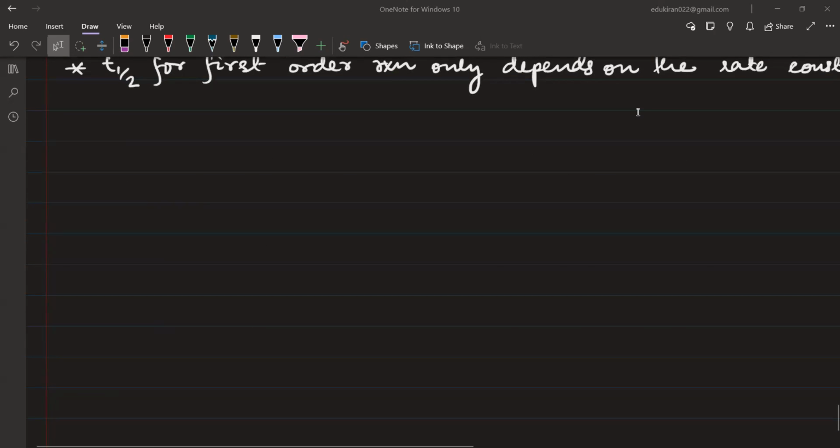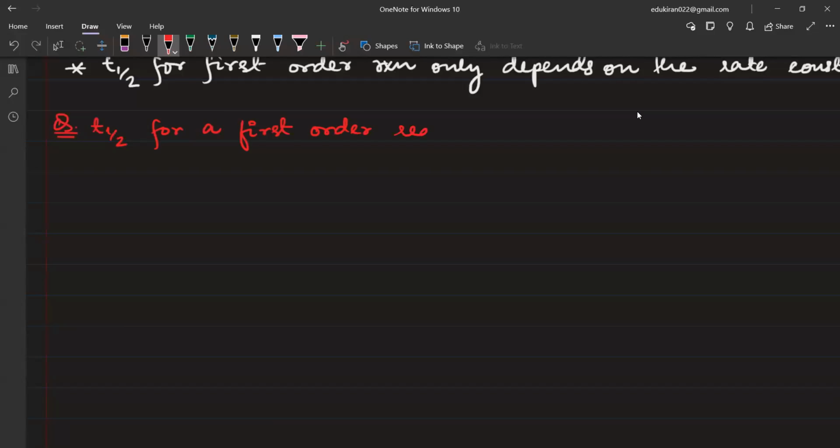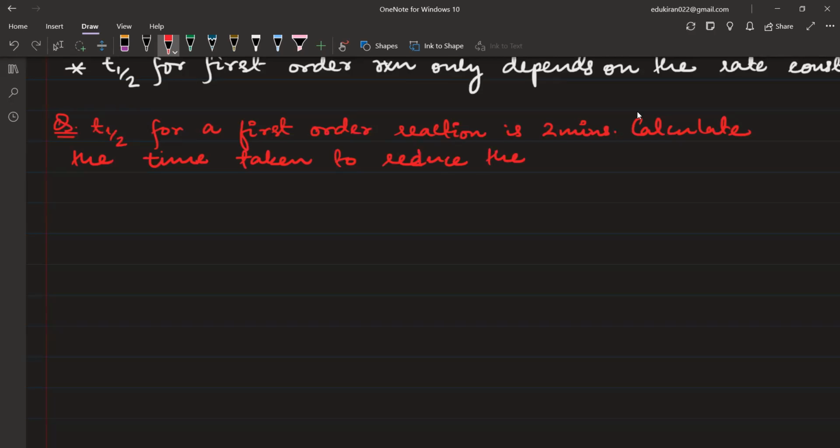Write a question. The t half for a first order reaction is 2 minutes. Calculate the time taken to reduce the concentration of reactant: A, from 32 moles per liter to 16 moles per liter.